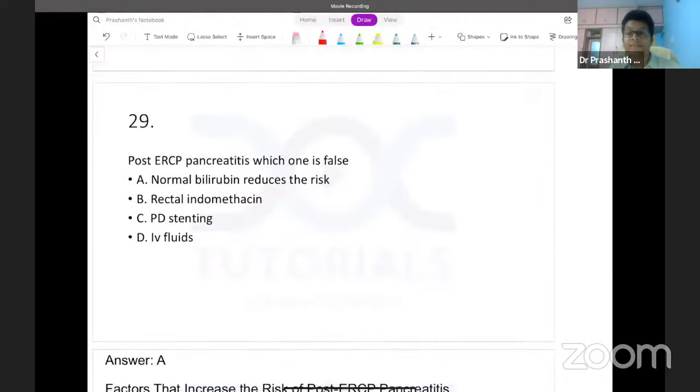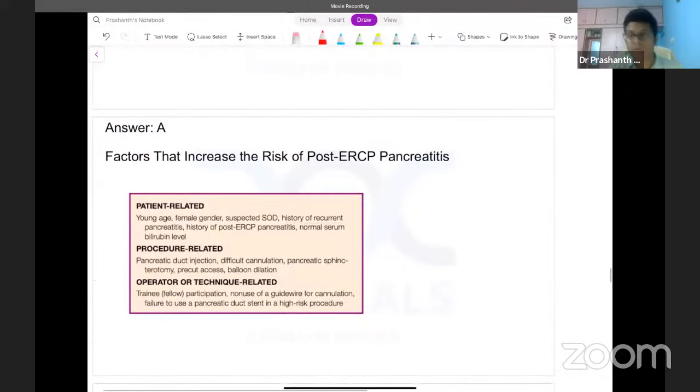Post-ERCP pancreatitis, which is false? Normal bilirubin reduces the risk? No. Indomethacin reduces the risk? Yes. PD stenting, IV fluids? Yes. So for this, the question has been repeated in multiple ways. What you have to know is this particular chart from Schlesinger. Know the risk factors. Normal bilirubin, young age, and female gender are all risk factors to get post-ERCP pancreatitis.